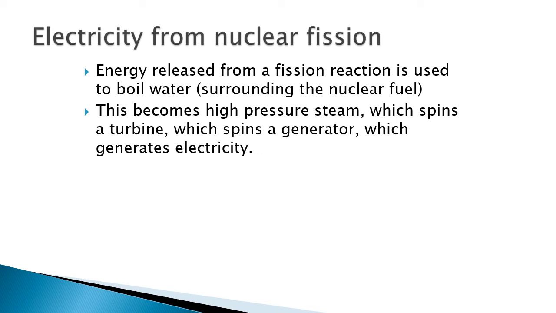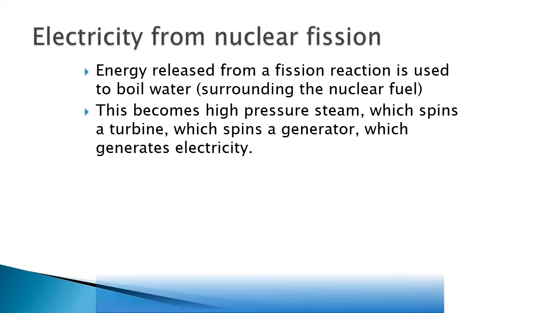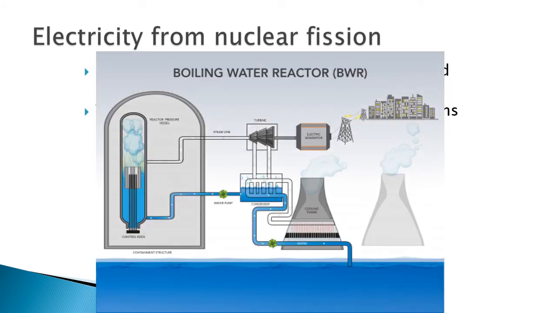On this very simplistic diagram, we see that a generator gets all this pressurized steam from inside the nuclear reactor tower, and that steam pushes through a turbine, and then that turbine spins very, very fast. The turbine spinning generates electricity, and then the water is returned to the system.